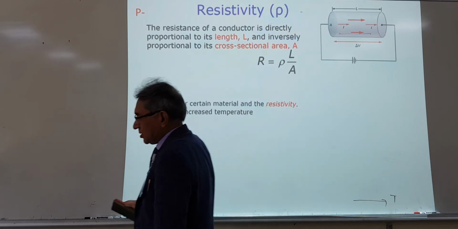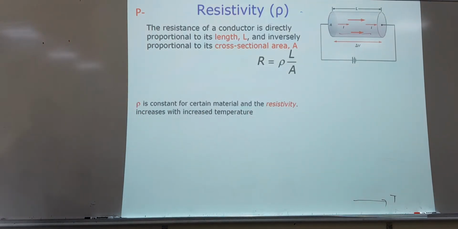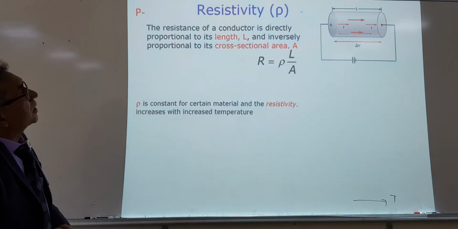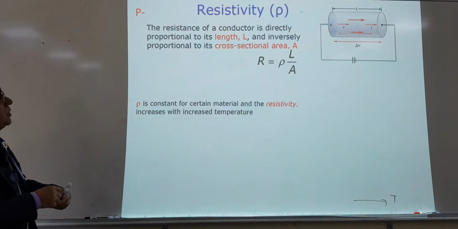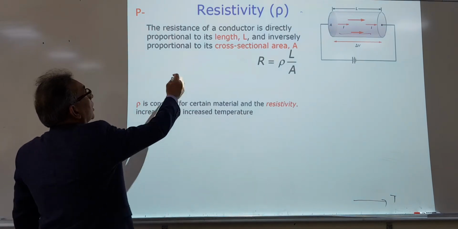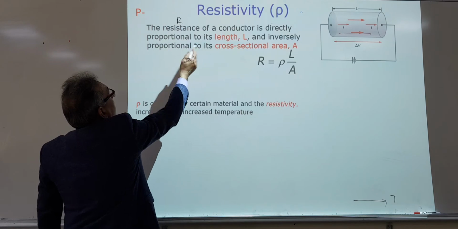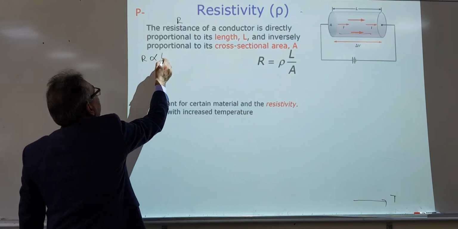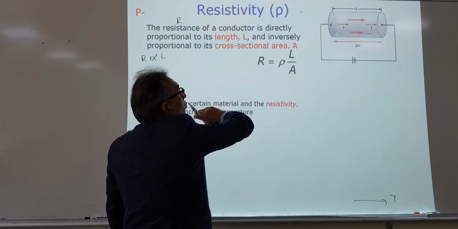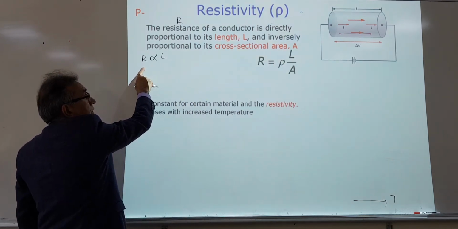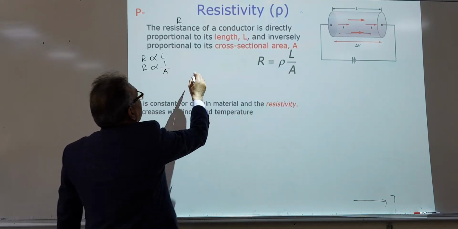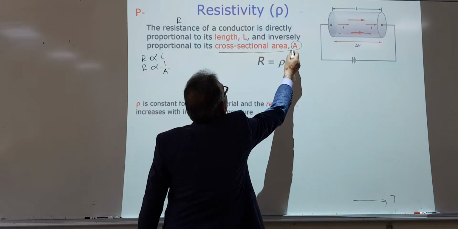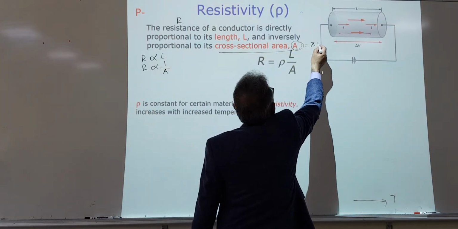Resistivity is the characteristic of metals, of materials. The scientists have already tested and experimented, and they found out the resistivity for every metal, for every material. You see, the resistance R is directly proportional to the length. If you have a longer wire, resistance will be larger, and it's also inversely proportional to the cross-sectional area A, which is equal to pi r square.